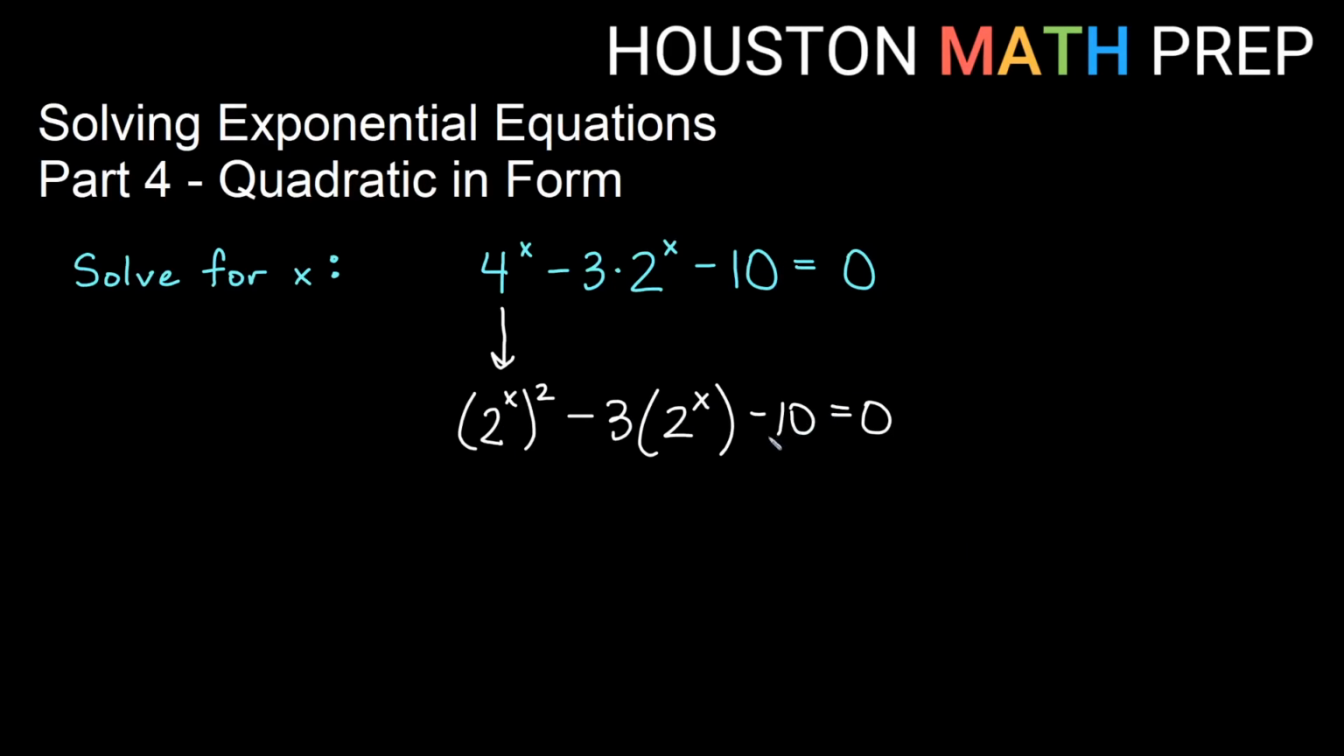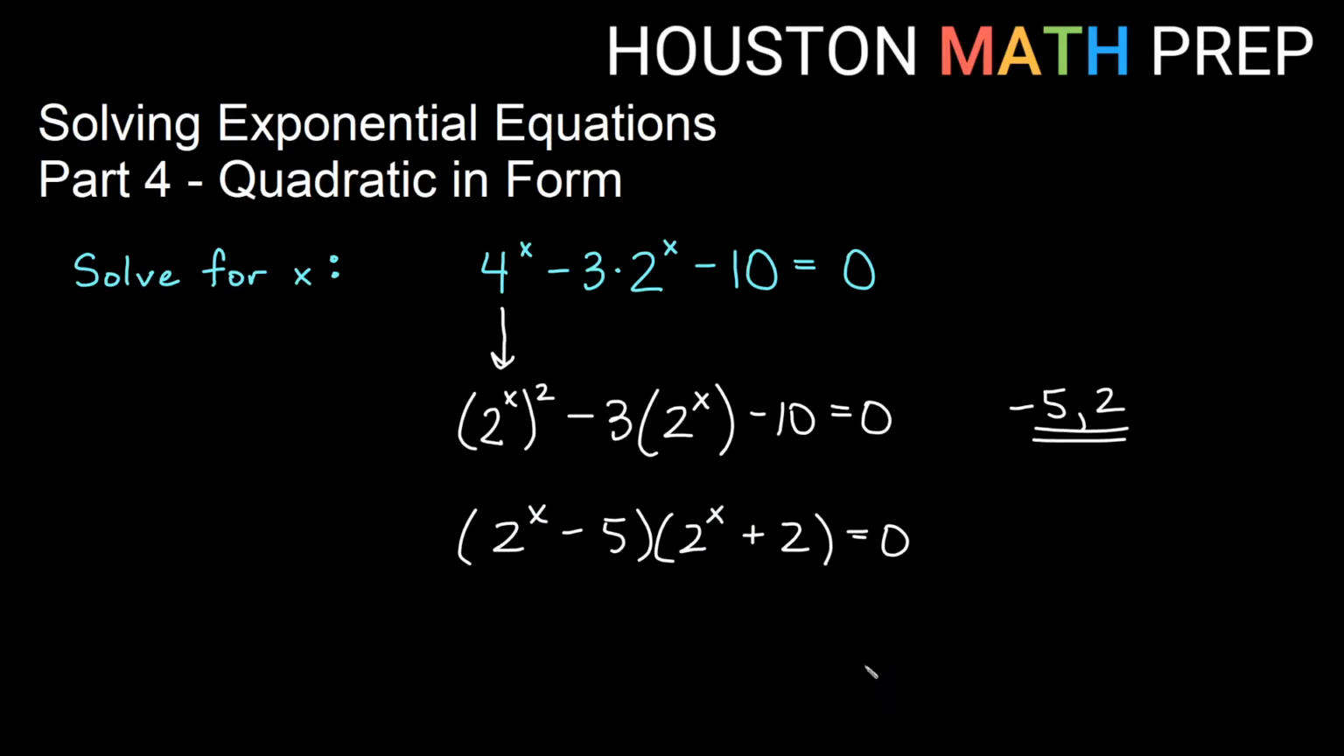Factoring these, we would ask what multiplies to get negative 10 and adds to get negative 3. And the answers we come up with should be negative 5 and positive 2. So my factors will have a minus 5 and a plus 2 in them. What goes in the front is whatever's being squared here if it's quadratic in form. So we get (2^x - 5)(2^x + 2) = 0.